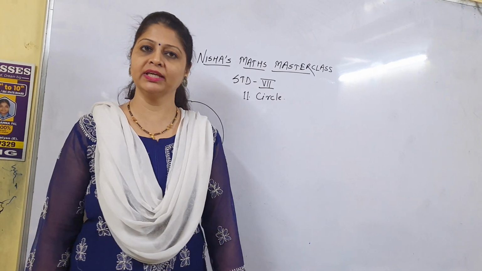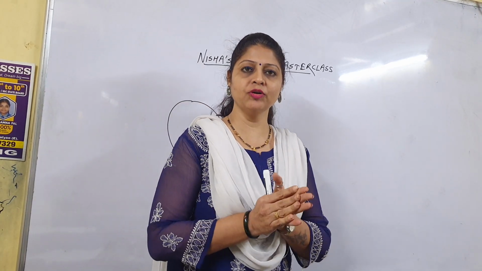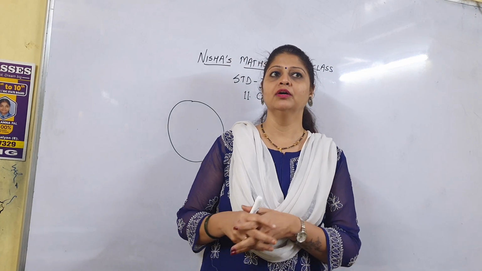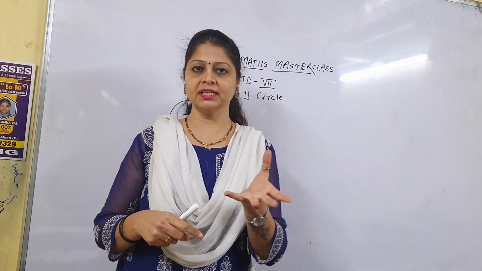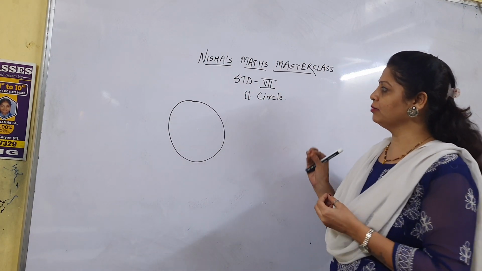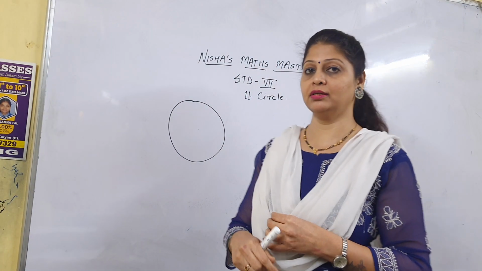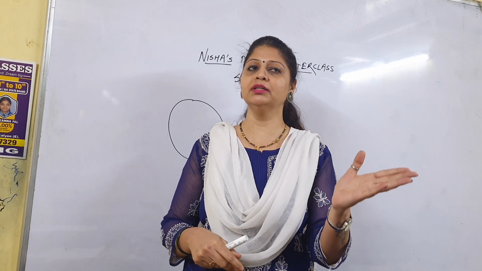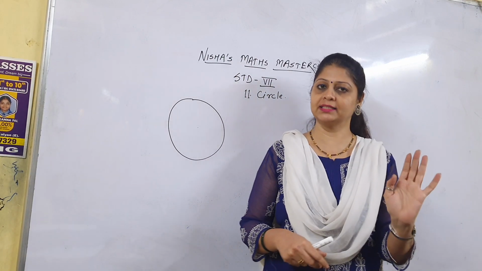Today I am going to explain standard 7 lesson number 11, Circle. From nursery onwards we came to know about the circle, and we identify the shape of the circle, correct? This year also we have to learn more information about the circle, but before that I want to explain the previous knowledge that you already learned in standard 4th, 5th and 6th, correct?